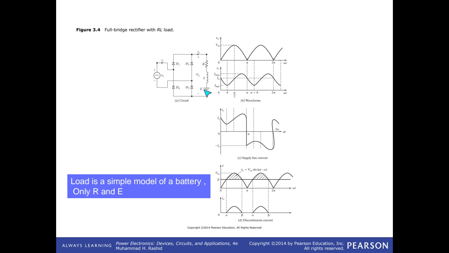For this continuous current mode, however, what are you going to do? You are going to have a waveform like this. That waveform is not correct. I'm going to prove it to you. That waveform is not correct. This waveform is only valid, only correct if the load is, bunu ben yazdım buraya, if the load is a simple model of a battery, only R and E.